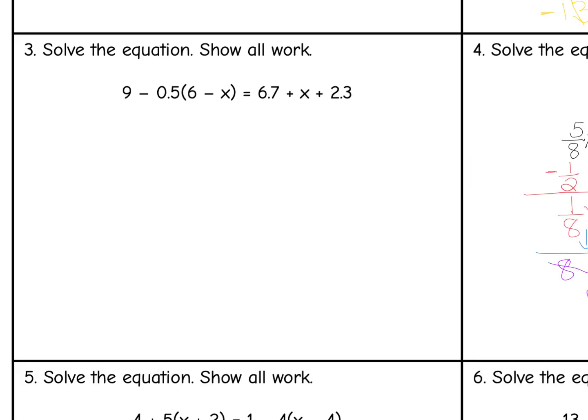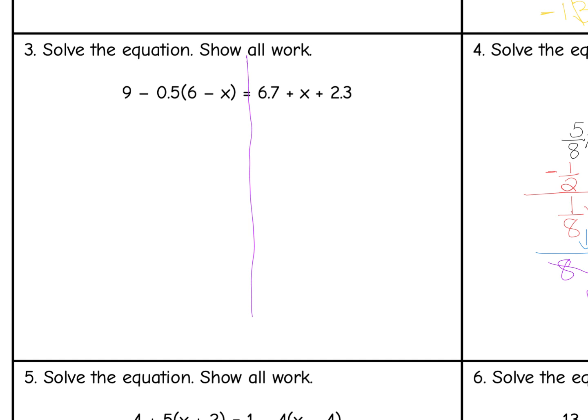Okay, let's try the last one. I'll do number 3 since we've done an integer, we've done a fraction. Now let's look at a decimal. Okay, so here, number 3, let's take a look at the decimal. I'm going to start still drawing my line straight down the middle.